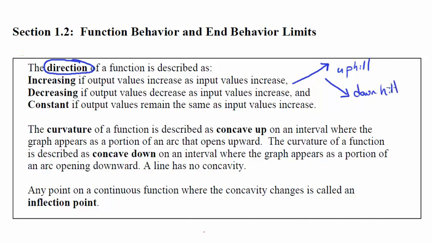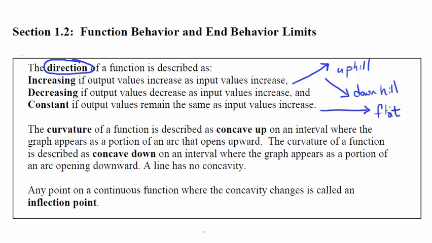Now, if a function is constant, that means it is not changing. It's neither going up nor down. So if we have a constant function, this is going to look like a horizontal line. It's completely flat. I don't think those concepts are new to you: increasing, decreasing, or constant.